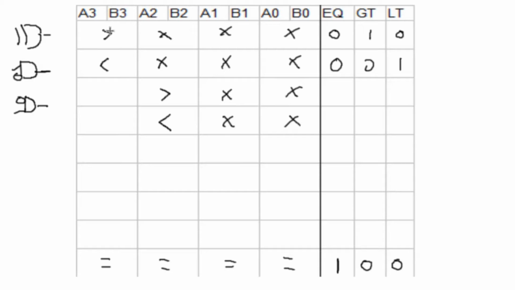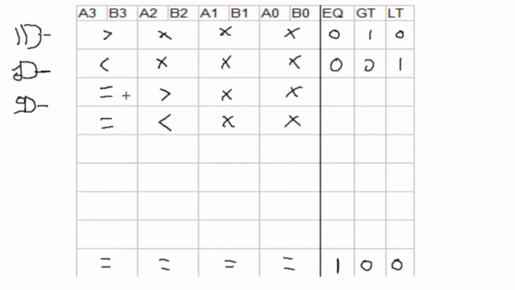But what we do care about is A3 and B3. We can't just say that we don't care, because if A3 is greater than B3, well, this condition should in fact be set, in which case we wouldn't even bother with this. Likewise, if it was less than, we wouldn't bother with this. So we do care about A3 and B3. In fact, we want to ensure that those are equal, because if these are equal, only then do we want to look at the next set of bits.